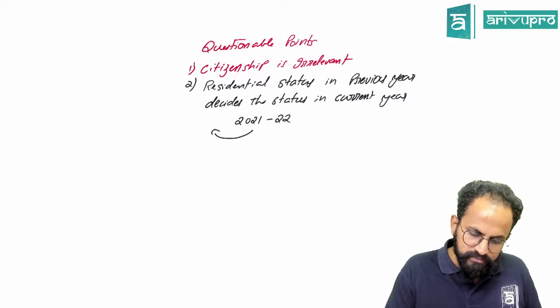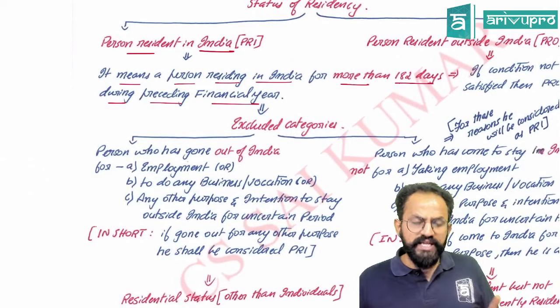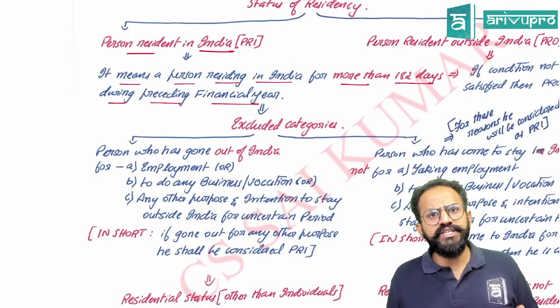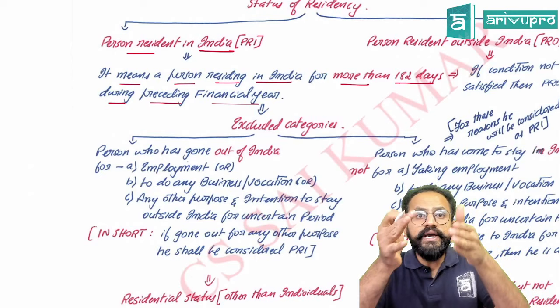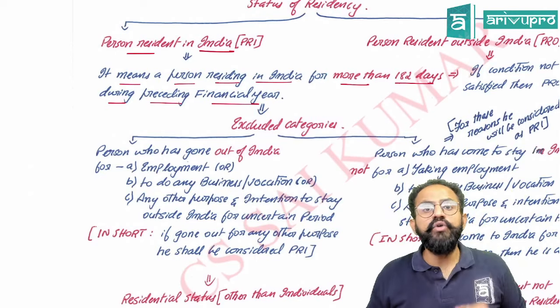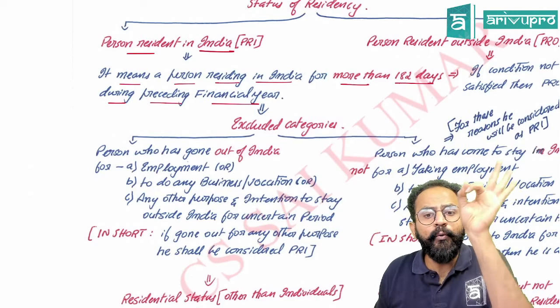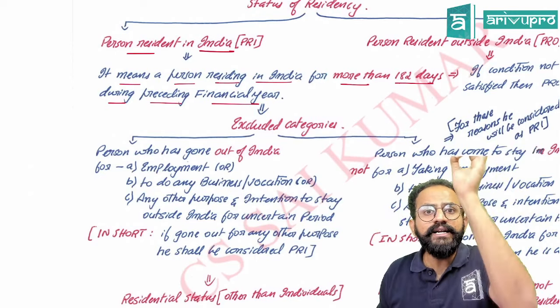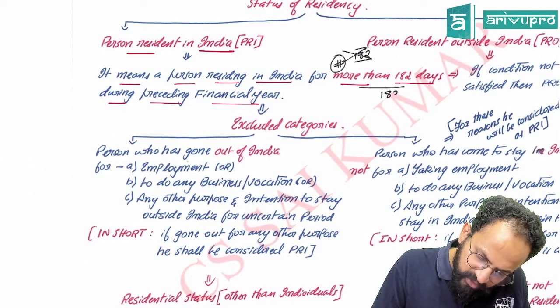Okay. So listen, it means who is a person resident in India? He is a person who is residing in India for more than 182 days. Point number 3. People, more than 182 days. Sir, if he has stayed in India exactly 182 days, he is not a PRI. That means, people, here more than 182 means, in fact, it is 183.